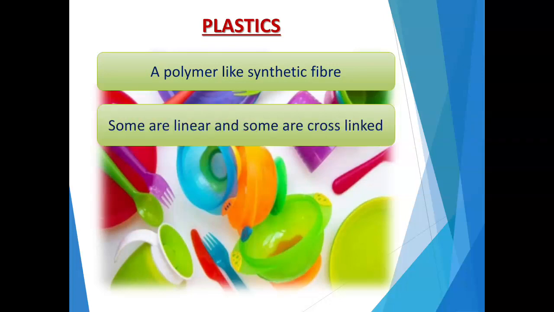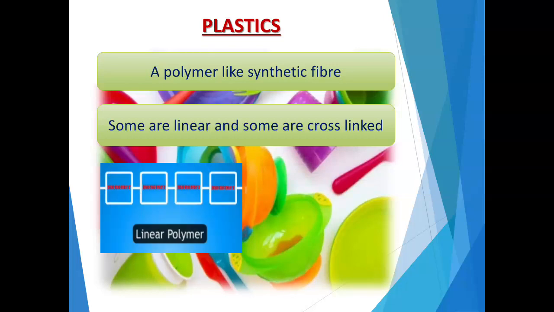Some plastics are linear polymers while some plastics are cross-linked polymers. I will make these two terms clearer to you. Have a look at this picture. Here we can see a linear polymer. From the picture itself, it's clear that in a linear polymer, the monomers are arranged in a linear fashion. There are no side branches of monomers. Only the monomers are arranged in a linear fashion. Such kinds of polymers are known as linear polymers.